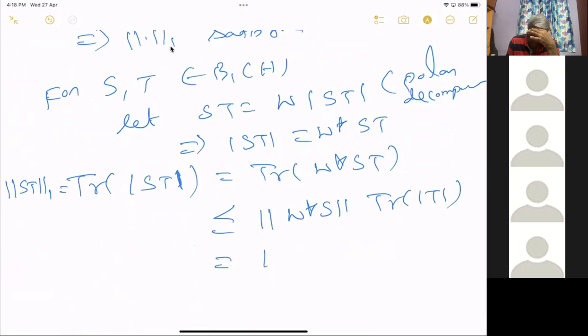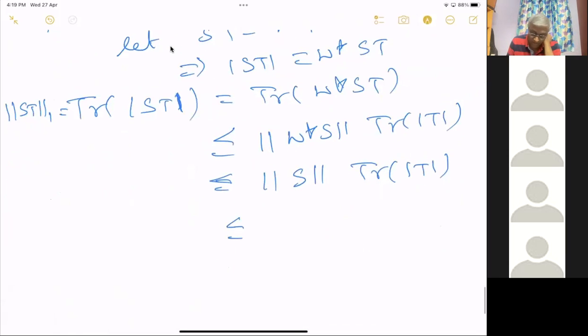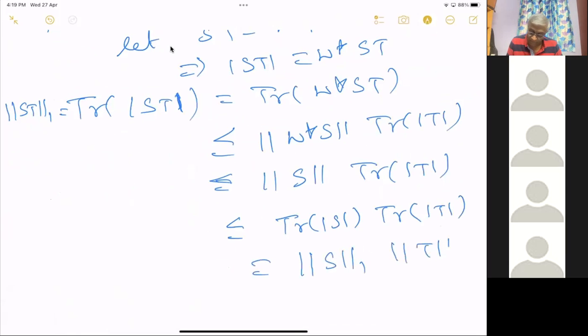Now this is less than or equal to the norm of S. The norm of W star is 1, so you can write it like this, times trace of mod T. Now the norm of S is less than or equal to trace of mod S, which is equal to the norm of S in norm 1. So the Banach algebra inequality is satisfied. This is the Banach algebra.